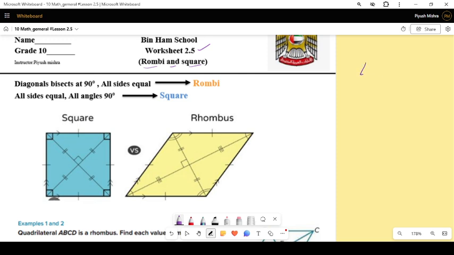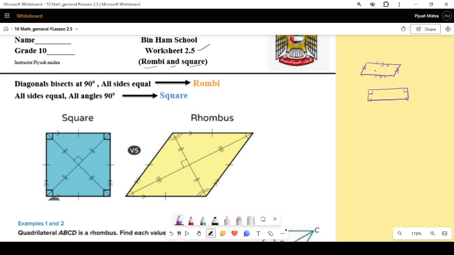So we have learned about the parallelogram. What is the parallelogram? In the parallelogram, the opposite sides will be parallel and they will be equal. Okay, so you can see these are parallel and this is equal to this, equal to this. Now after the parallelogram, we have learned about the rectangle. So what is the rectangle? In a parallelogram, if you make all the angles 90 degrees, it will become a rectangle.